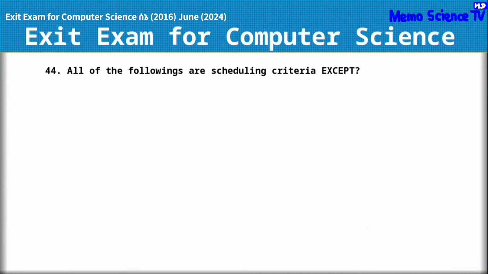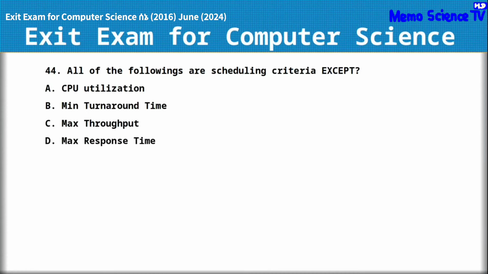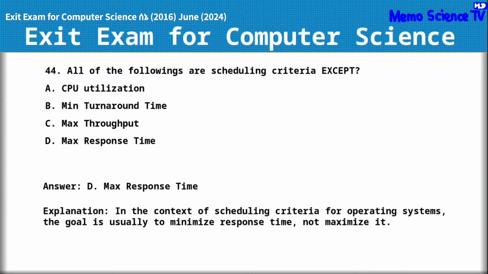Question number 44: All of the following are scheduling criteria except A. CPU utilization, B. Minimum turnaround time, C. Maximum throughput, D. Maximum response time. So, related to scheduling criteria, the answer will be D, maximum response time. In the context of scheduling criteria for operating systems, the goal is usually to minimize response time, not to maximize it.